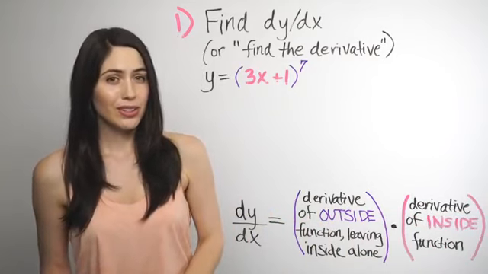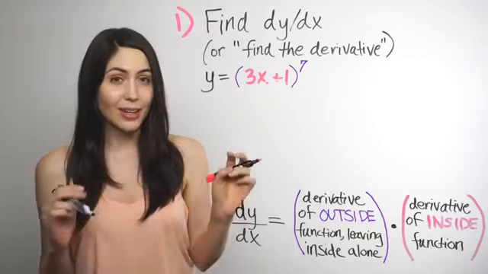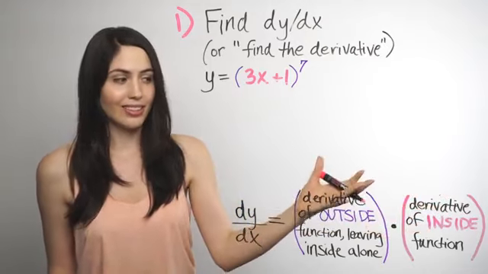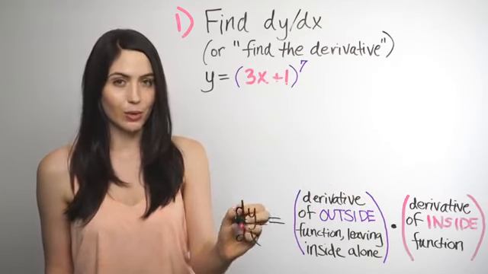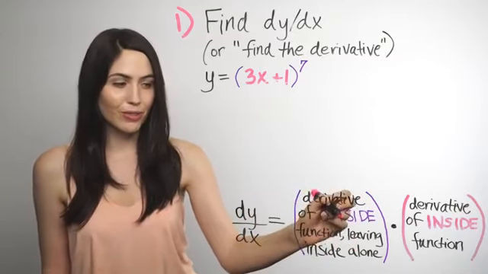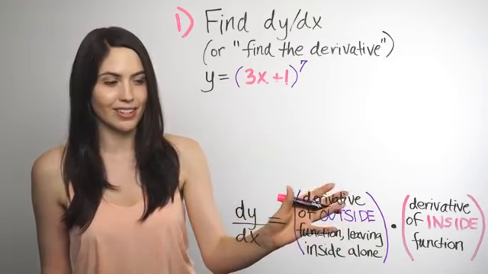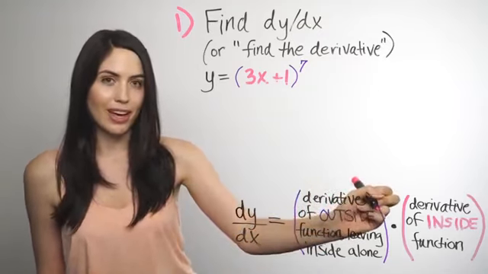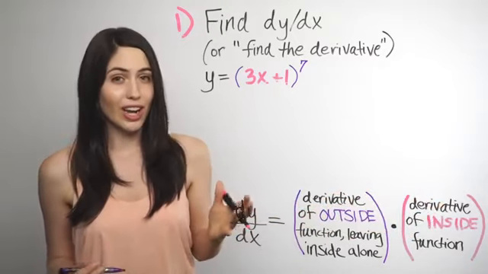So the name chain rule is a little cryptic as to what to do, but thankfully it has another name, the outside-inside rule, that tells you exactly what to do. To find the derivative dy dx or y prime, you take the derivative of just the outside function first, the outer function, and leave the inside part as is, alone, untouched. And then after that, you multiply by the derivative of just the inside function. So let's try it with this one.